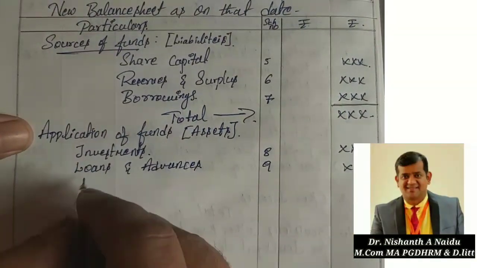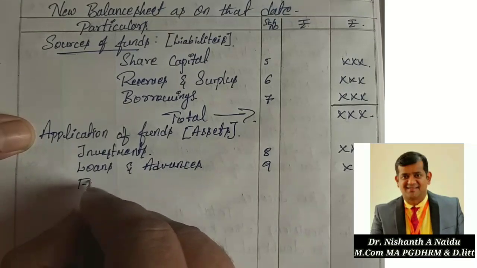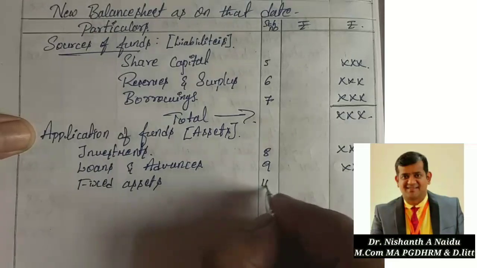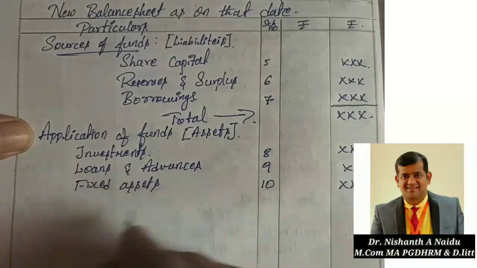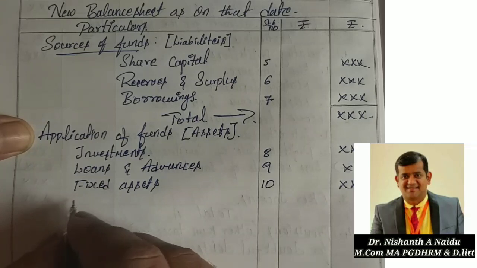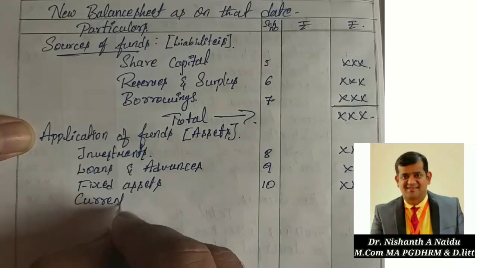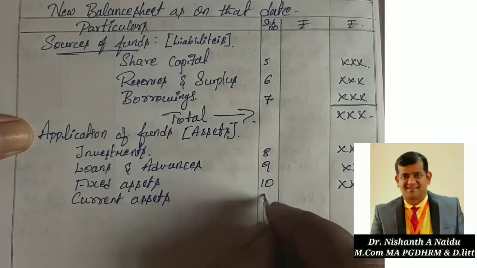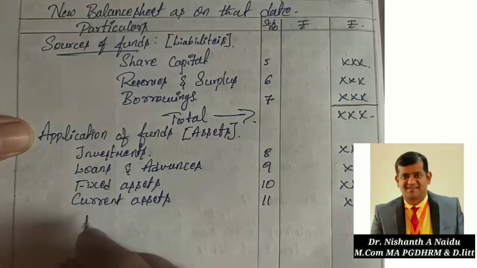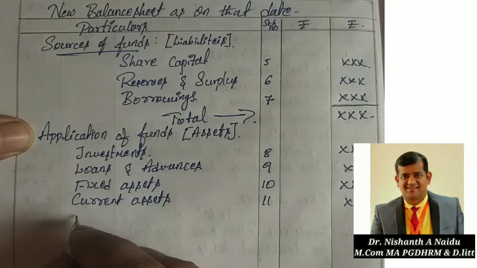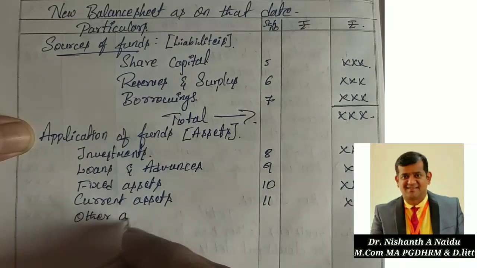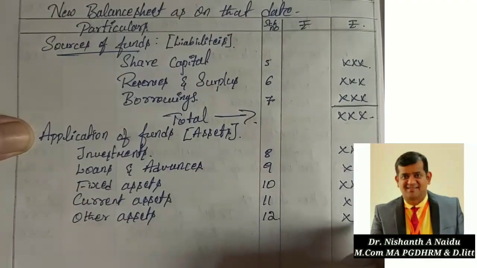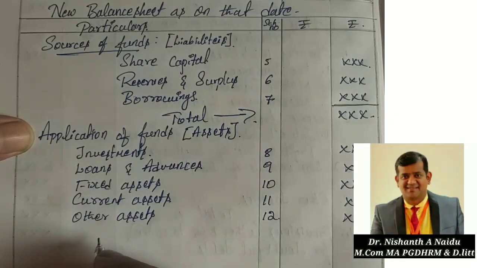Next we will have fixed assets, schedule number 10, amount column. Then we'll have current assets, schedule number 11, amount column. Then we will have other assets, schedule number 12, total in the amount column.